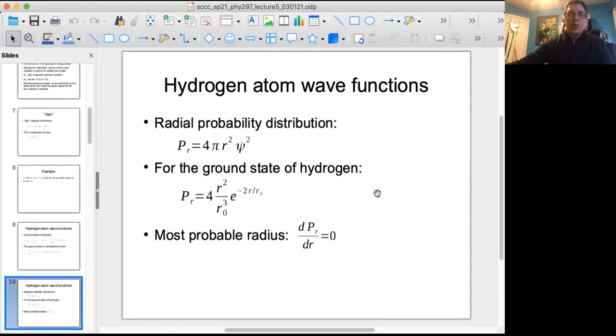Now, the radial probability distribution can be written as P(r) equals 4 pi r squared psi squared. And so you're integrating P(r) dr from 0 to infinity, and that gives you 1. And for the ground state of hydrogen, P(r) is equal to 4 r squared over r naught cubed e to the negative 2r over r naught. And the most probable radius comes from setting the derivative of this function equal to 0.